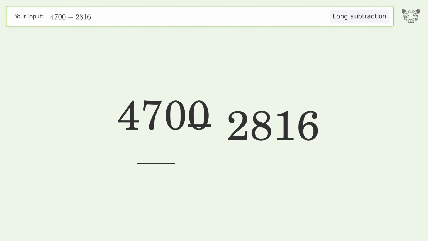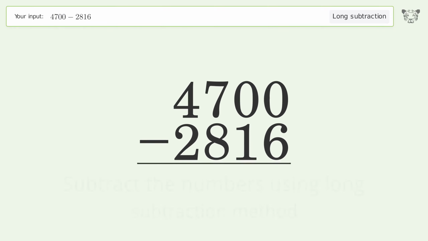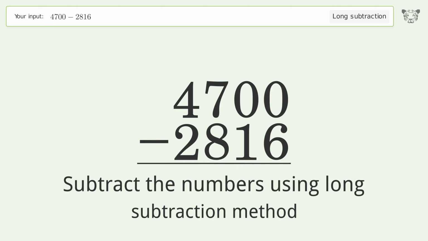Rewrite the numbers from top to bottom, aligned by their place values. Subtract the numbers using long subtraction method.